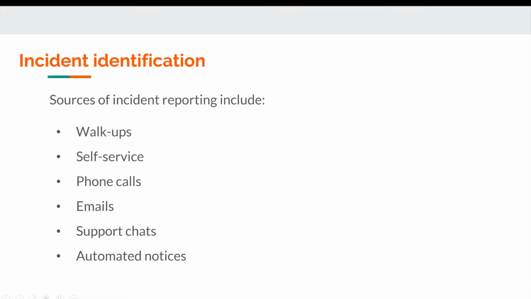The first step in the process of incident management is incident identification. Incident identification first involves deciding if the issue is an incident or if it's a request. Here are some of the sources of incident reporting: walk-ups, self-service, phone calls, emails, support chats, and automated notices. Some of these happen more frequently than others.